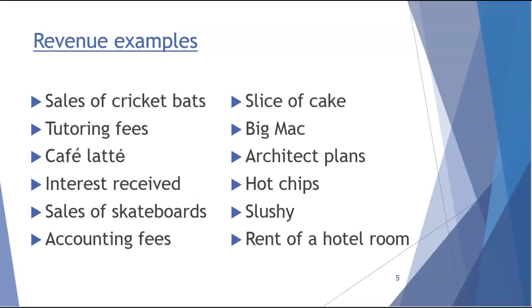Depending on the type of business that you ran, you could have sales of cricket bats as revenue, tutoring fees if you're a teacher tutoring other students, selling cafe lattes, interest received if you're a bank, sales of skateboards if you were selling that type of equipment, accounting fees if you're an accountant setting up your own business, Big Macs, etc. The revenue depends on the type of business that you're establishing. And if you are selling any of these particular items with the purpose of making a profit, then they are revenue for your business.